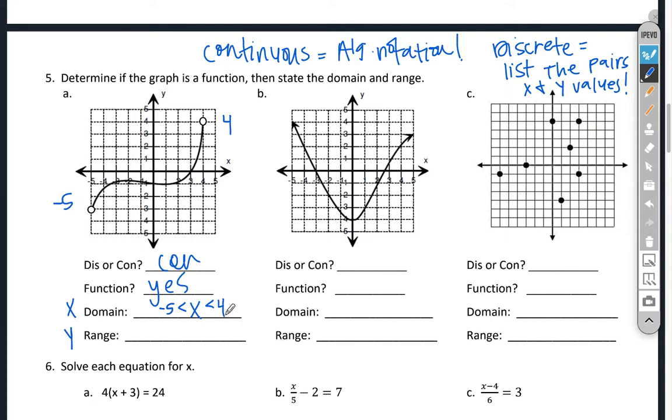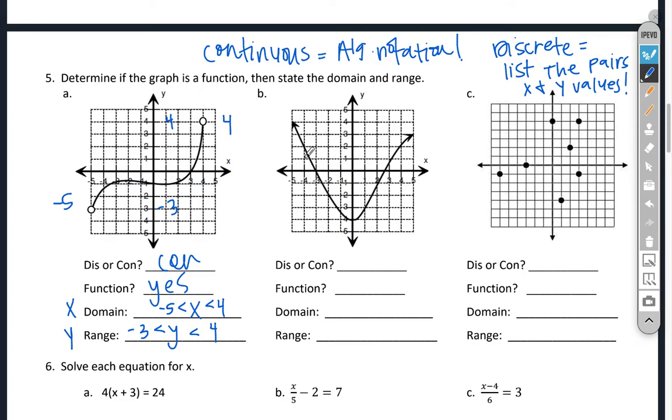All right, now let's talk about range. We're looking at y. So we're going to start the same way we did for the negatives on the x. We're going to start at the negatives on the y. We're going to work our way up. So our first y value is negative 3. And our last y value is positive 4. But once again, these are the points that have open circles, so we're not going to use less than or equal to. So we would have negative 3 is less than y is less than 4.